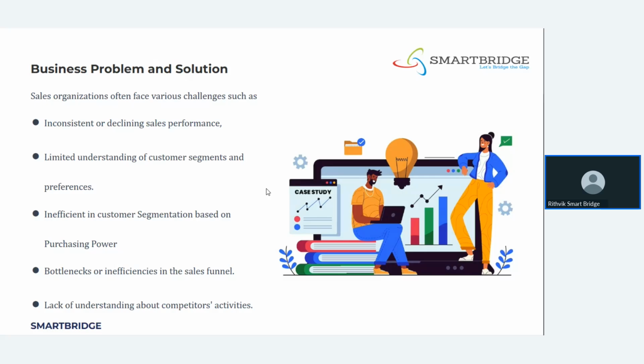Okay. Business problem and solution. Sales organizations often face various challenges such as inconsistent or declining sales performance, limited understanding of customer segments and performance, insufficient customer segmentation based on purchase power, bottlenecks in the sales funnel, and lack of understanding about competitor actions.